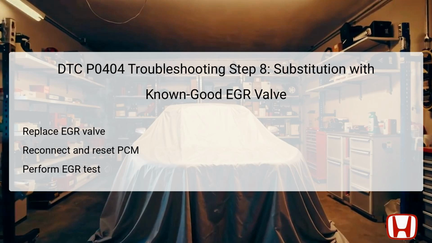If the code clears and the test passes, it confirms the original EGR valve was defective. If not, or if the problem persists, further diagnosis may involve PCM updates or replacement. This substitution test helps pinpoint component failures and ensures the system operates within specifications.